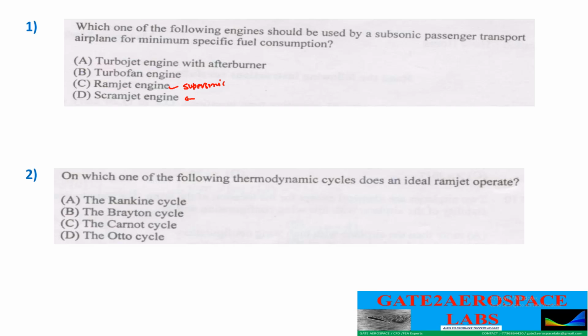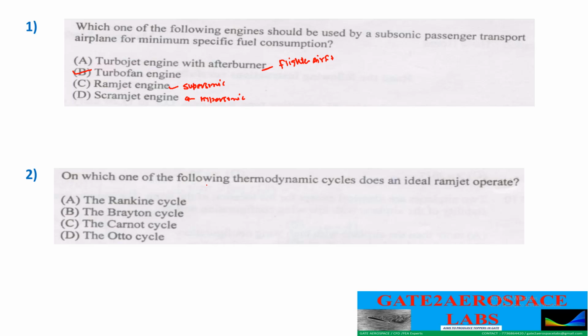Then this scramjet is hypersonic. And this turbojet engine with afterburner, we are using afterburner for fighter aircraft. This afterburner we are using to increase the thrust at the expense of fuel. So the only option left is B. So B is the correct answer.